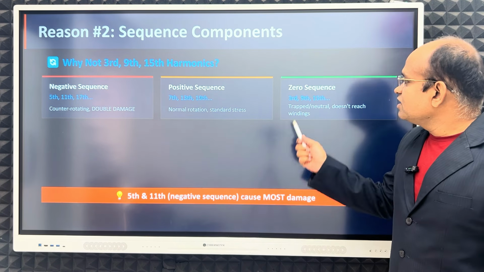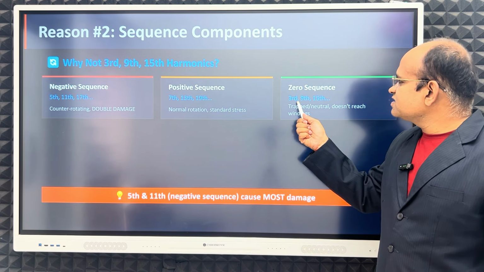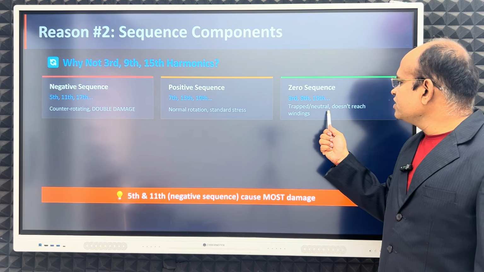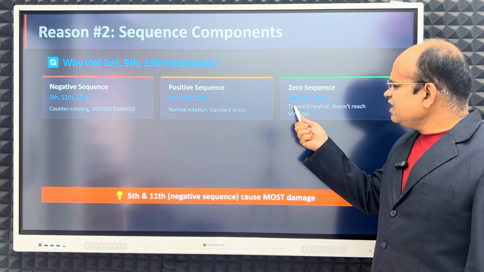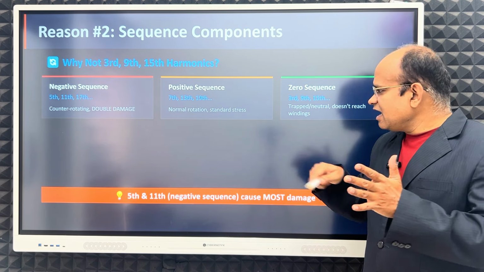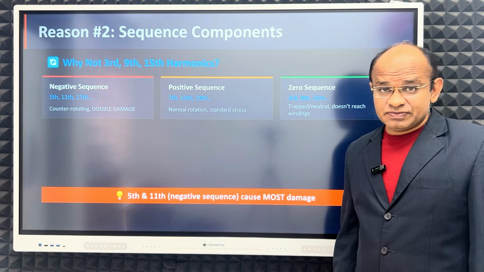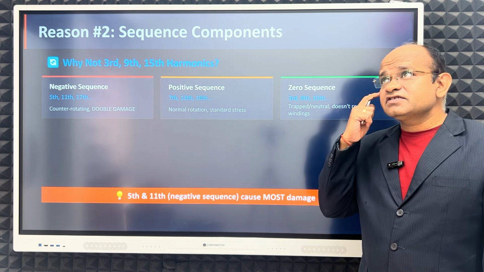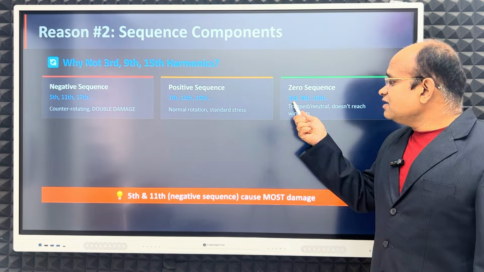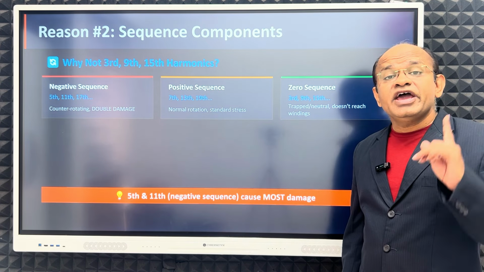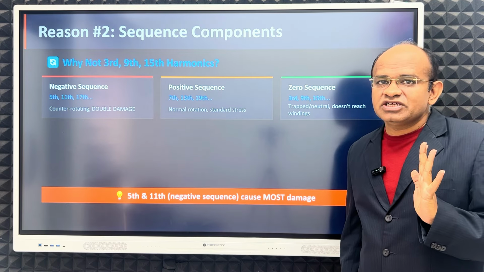Now third is zero sequence. Positive sequence is going in the same direction. Zero sequence: 3rd, 9th and 15th are trapped or go to neutral, and don't reach the windings. If you have a delta winding, delta-star transformer, then it is trapped. Or if at the output we have a star and then delta. So either it is trapped in the isolation transformer, because it is a delta-star transformer.